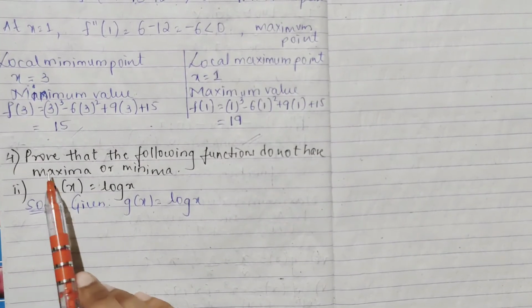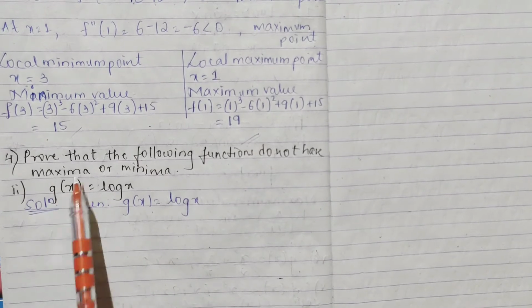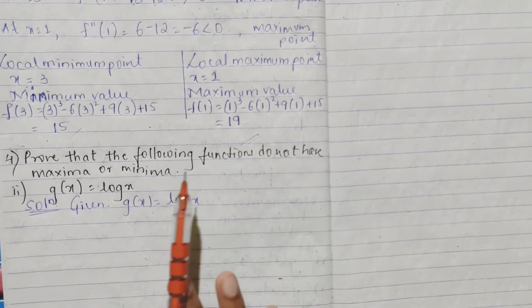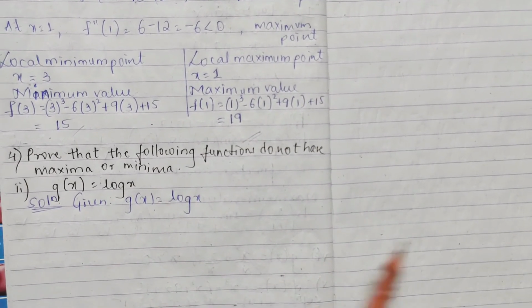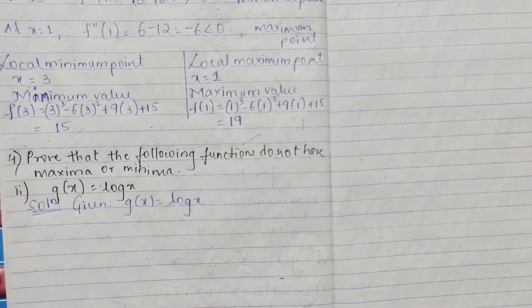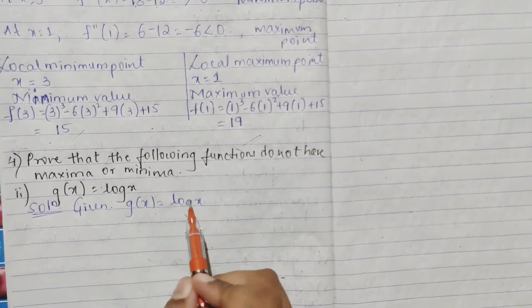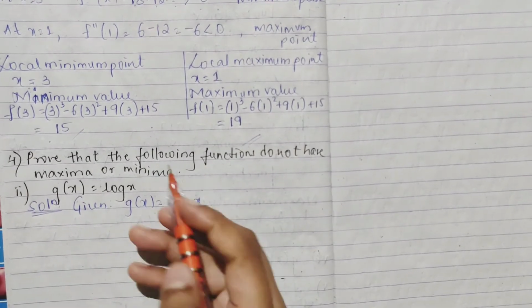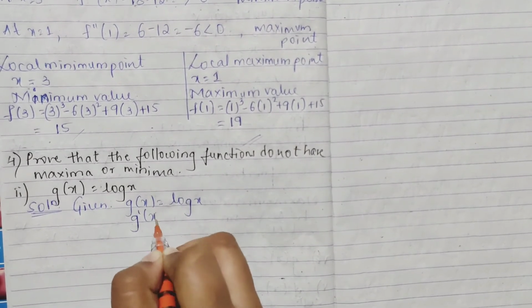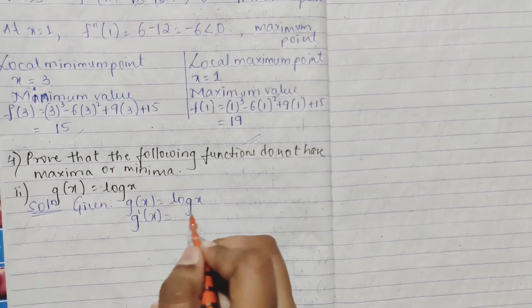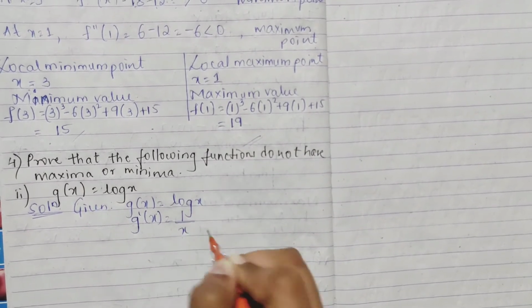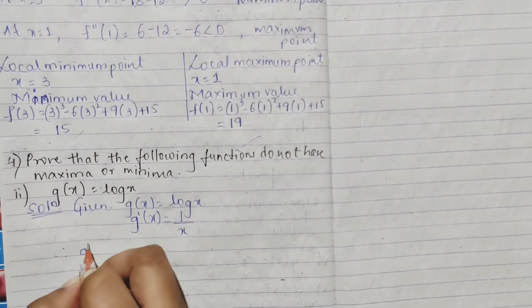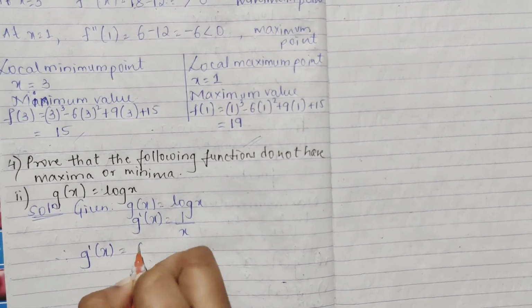Fourth one, they are telling us to prove that the following functions do not have maxima or minima. Okay, we should show that it doesn't have maxima or minima. Same procedure. Second question, I have taken g of x equal to log of x. Write what is given. What you have to do, first find out your derivative, right? First derivative. So log x derivative is g dash of x. Then what do we do? We equate it to 0. So g dash of x equal to 0.